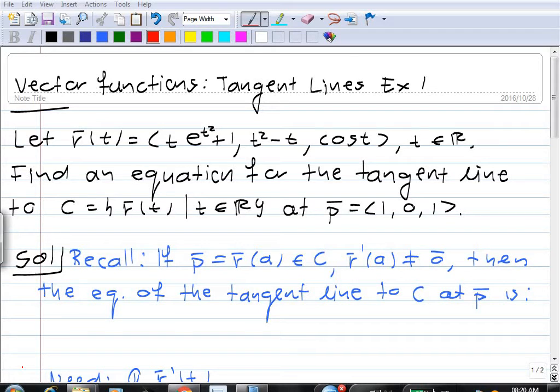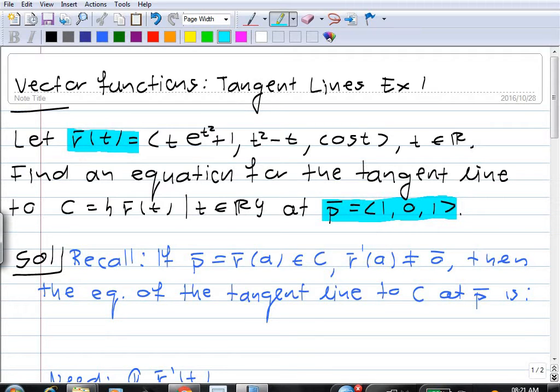Hello. In this video I want to discuss a simple example involving the tangent line to a curve given by a vector function. We are given a vector function r of t. Its components are t e to the t squared plus 1, t squared minus t, cos t. And we want to find an equation for the tangent line to the curve given by this vector function r at the point P equal to (1, 0, 1).